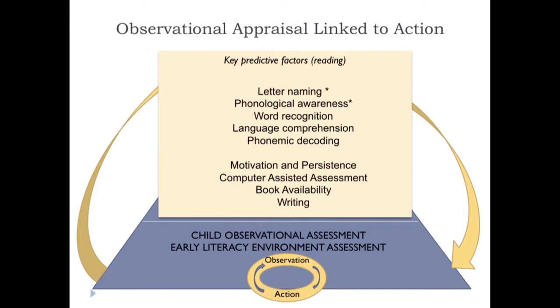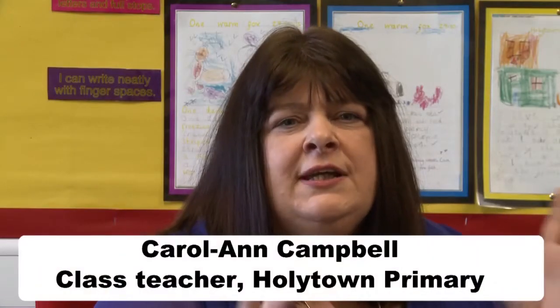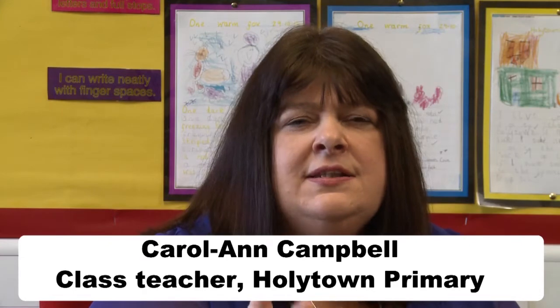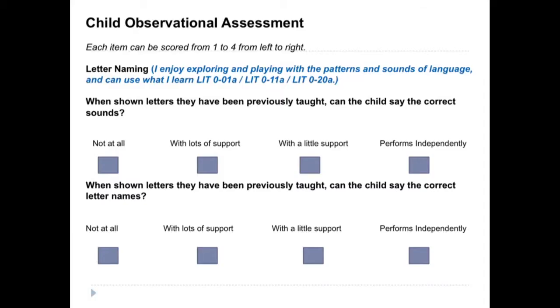This approach is underpinned by the model of observe, action, observe. It helps teachers understand a child's literacy ability and determine the most effective intervention to take place both at the classroom level and with individual children. The Child Observational Assessment is very much diagnostic in nature and asks the teacher to score the child's ability 1 to 4 in each key area of literacy development. Once completed, this gives the teacher a clear overview of specific difficulties.